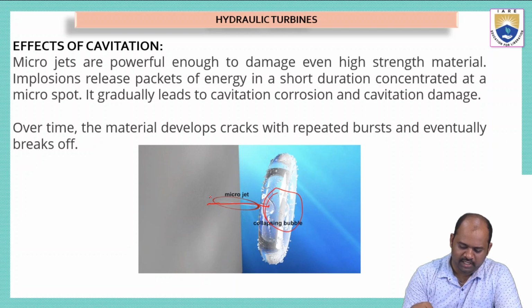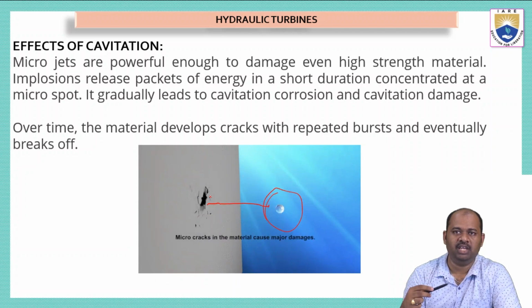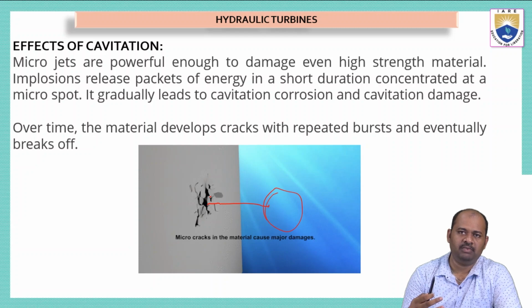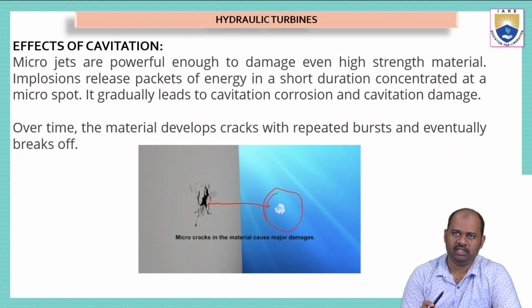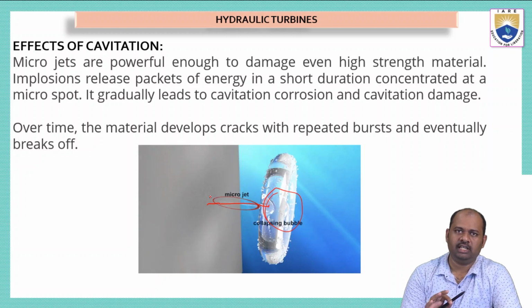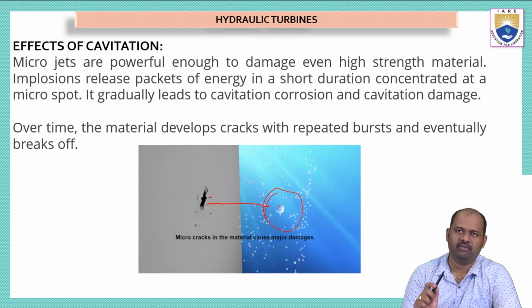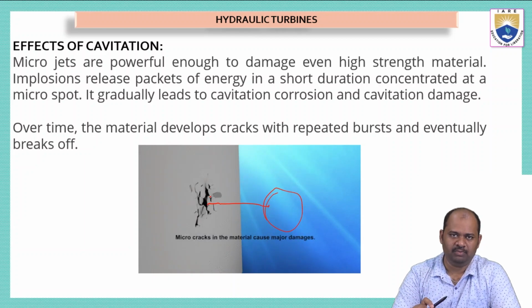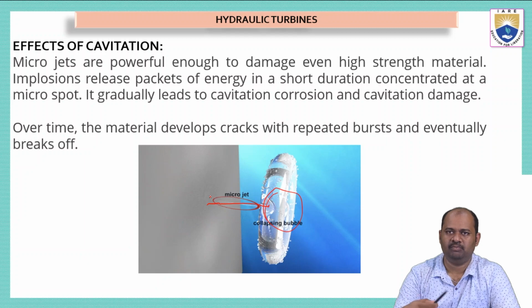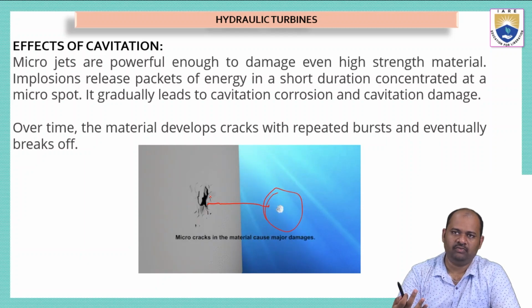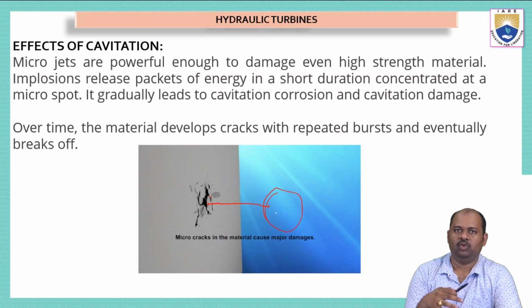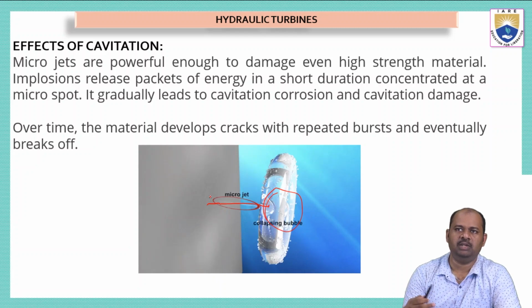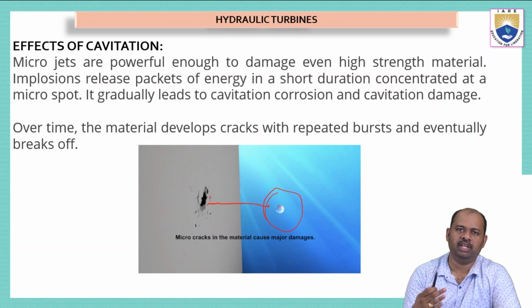This microjet will hit this surface, which may cause damage to a high strength material also. Implosion releases packets of energy in short duration, concentrated at a microspot. It gradually leads to cavitation, corrosion, and cavitation damages. Due to the formation of these microjets, that is caused due to the formation of bubble and its collapse, this microjet will cause damage on the surface. Over time, the material develops cracks with repeated bursts and which eventually breaks off.